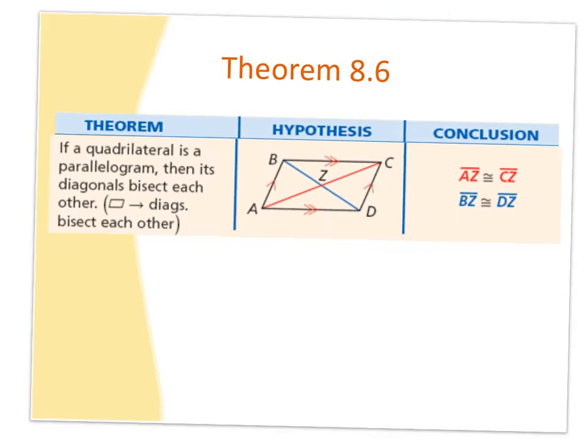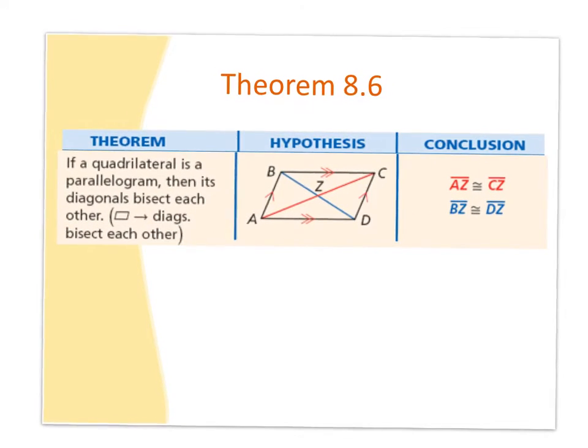All right, last one, Theorem 8.6. If a quadrilateral is a parallelogram, then its diagonals bisect each other. So if I drew the diagonals, remember, they go from non-consecutive vertices. In this case, my diagonals would be BD and AC. They bisect each other. What does bisect mean? Cuts it in half. So AZ would equal ZC. This would equal this. And BZ would equal ZD.